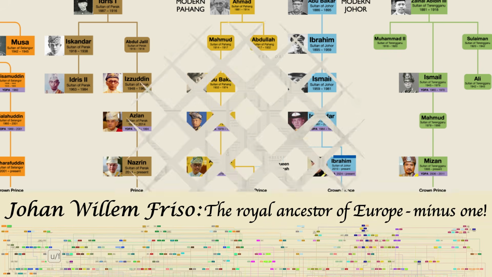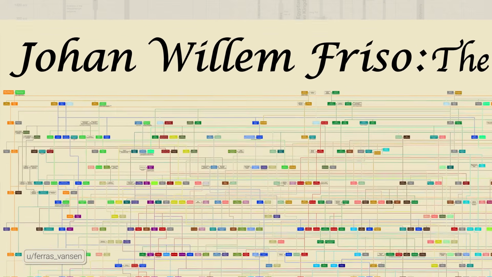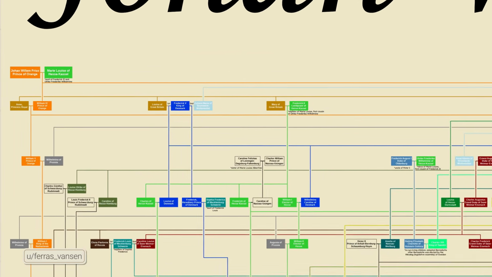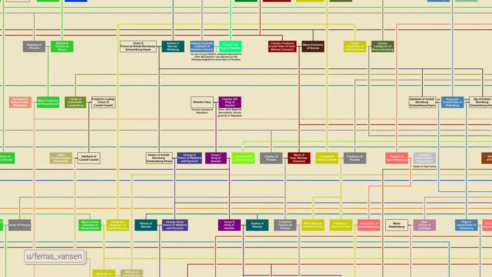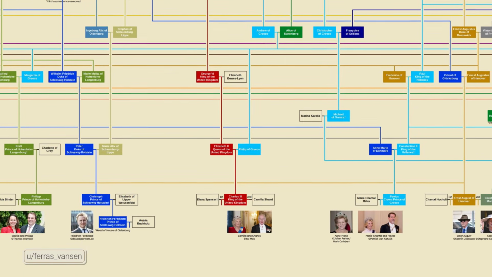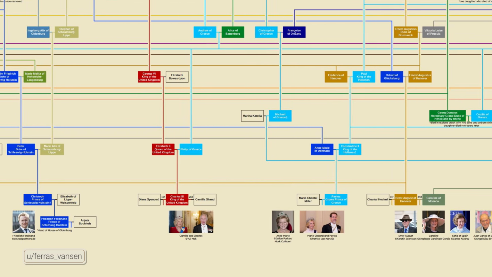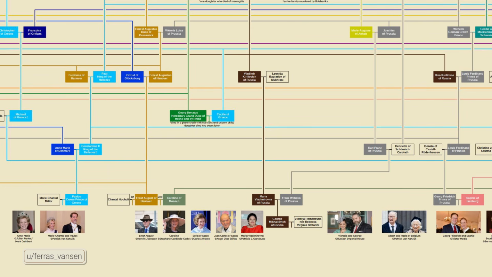Next up is this rather large chart showing the descendants of Johann Wilhelm Friso, known as the royal ancestor of Europe because virtually every current monarch, as well as most of the defunct ones, can trace their line back to him. So not only do we have King Charles III, but also the head of the House of Hanover and the primary claimant to the throne of Russia.